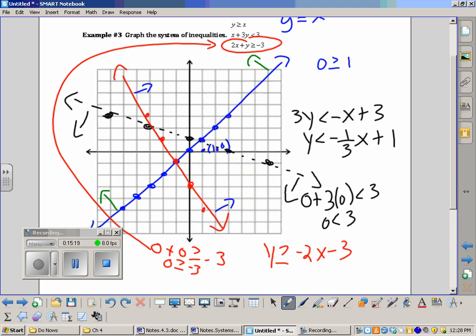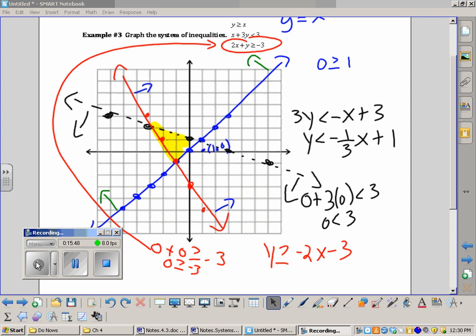So look, I haven't put any shading in. This is a hard problem, okay? I look at this and I say, okay, I need to be below the black line, above the red line, and above the blue line. So it would seem like that's going to be this triangle right in there. And the blue line is solid, the red line is solid, and the black line is dotted. It's a tough problem.